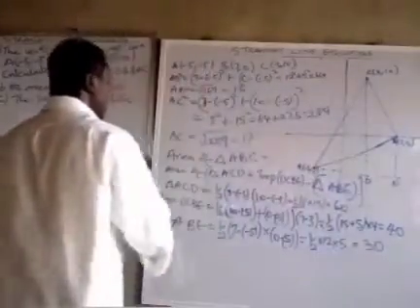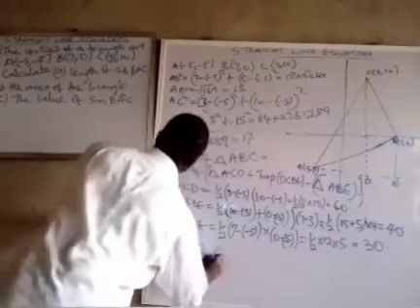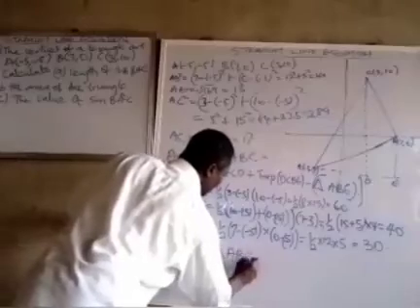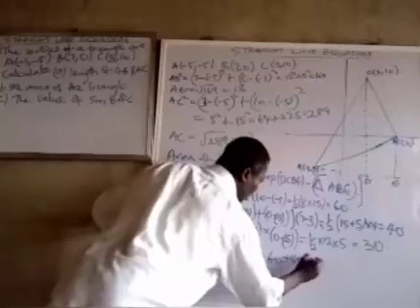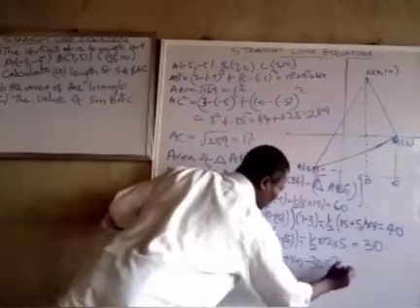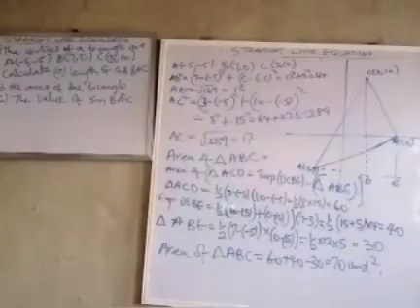So the area of the triangle ABC is equal to 60 plus 40 minus 30. 70 units squared.